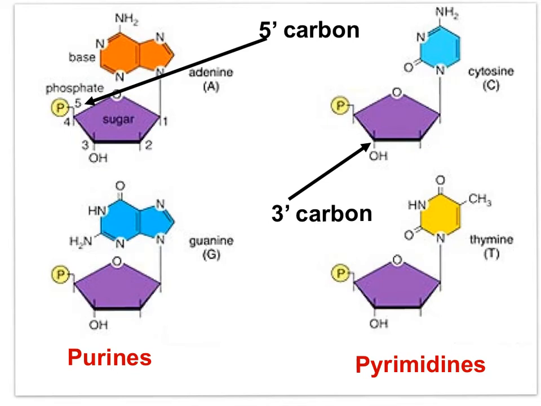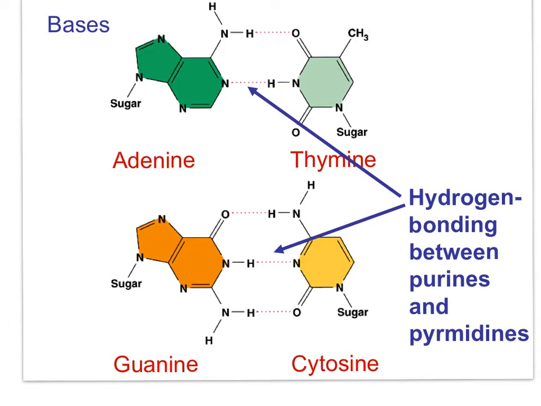New nucleotides are added to the number 3 carbon only. Let me say that again. New nucleotides are added to the number 3 carbon only. Here are the purine, pyrimidine base pairs, A with T, G with C. Hydrogen bonds hold the base pairs together, holding the two strands of the double helix together.